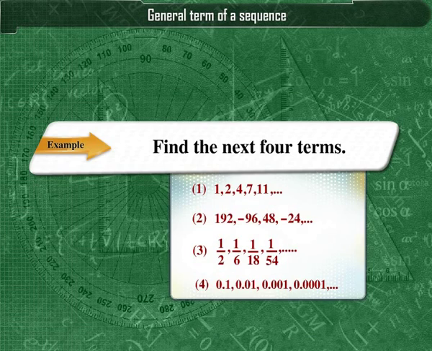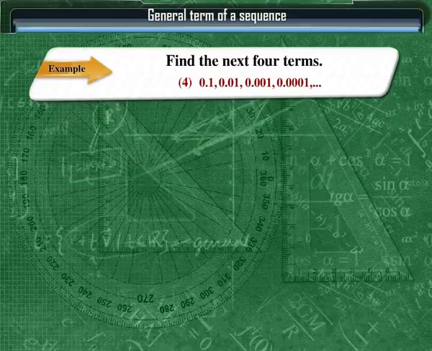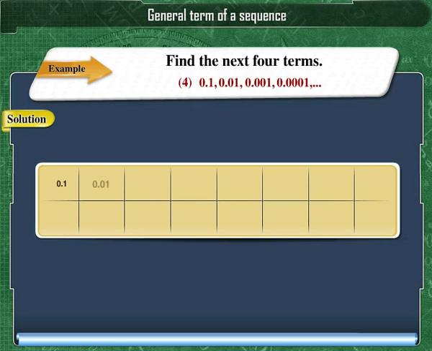The next sequence is 0.1, 0.01, 0.001, 0.0001 and so on. It's easy to find the terms if we write the sequence as 1 upon 10, 1 upon 100, 1 upon 1000, 1 upon 10,000 and so on.